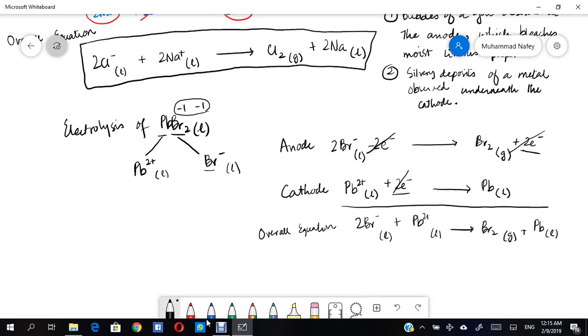So what will be the observations for this reaction? If we take a look at the half equations, the first thing that we can see is that bromine gas is produced. Bromine gas has a distinct brownish color. So we can say that the first observation is that we can see fumes of a brown gas at the anode. And at the cathode, we'll see deposits of a metal underneath the cathode. Right, so that's all for electrolysis of molten ionic compounds.